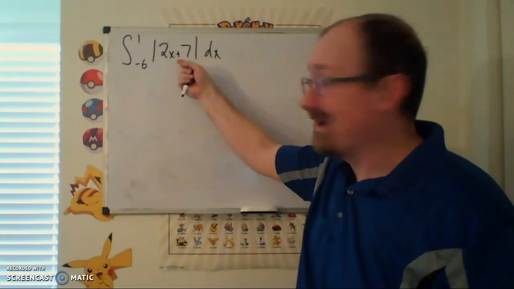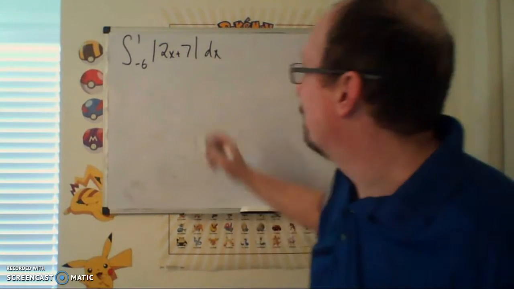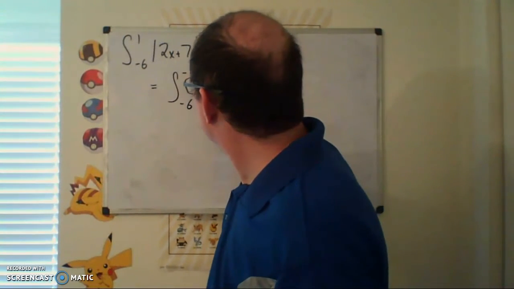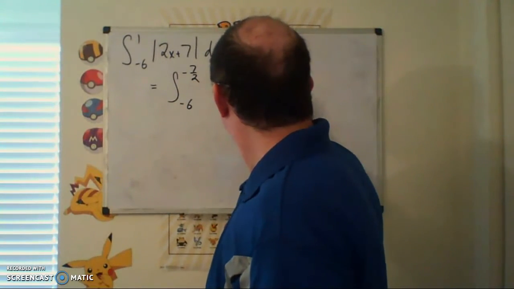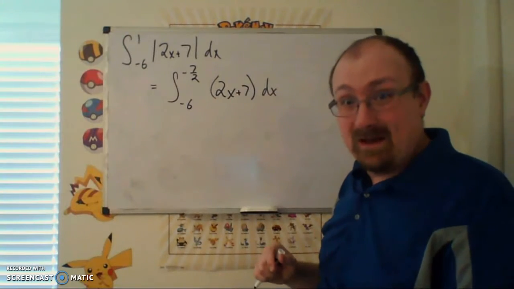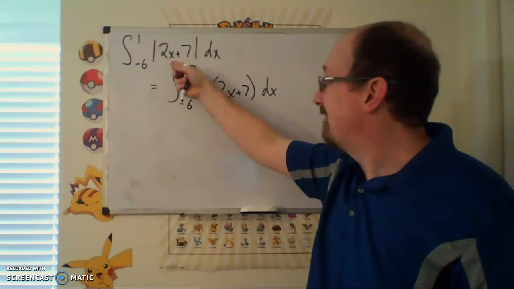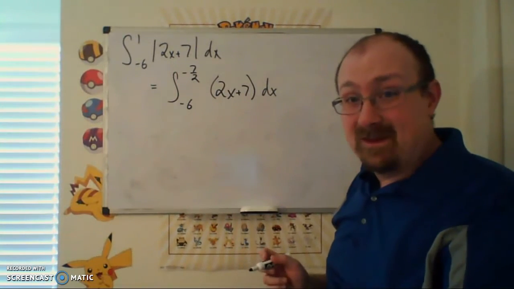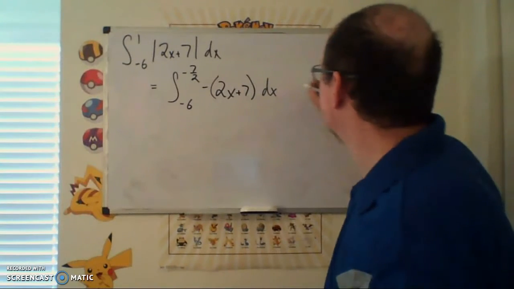You can find that by setting this equal to 0. It's negative 7 halves, negative 3.5, however you want to write it. So I'm going to break this into two pieces. Now, from negative 6 until we get to the breakpoint at negative 7 halves, what's inside here is going to be negative. If you plug in negative 5, you get negative 3 back. So to take the absolute value of something that is already negative, we negate it. Thus the minus sign right there.